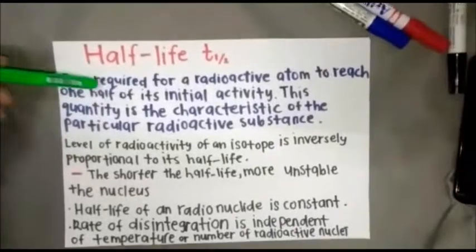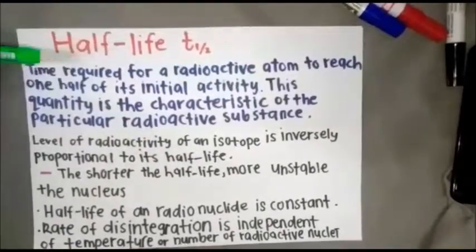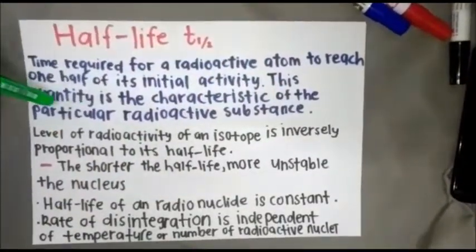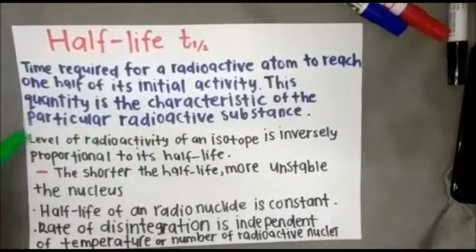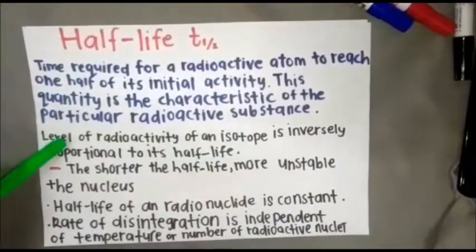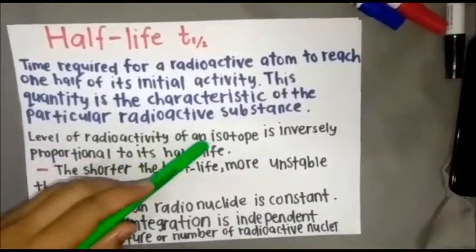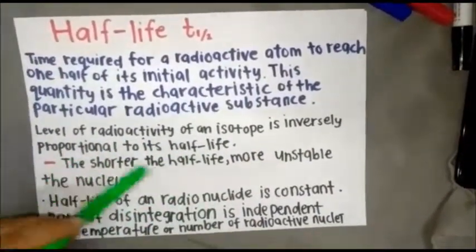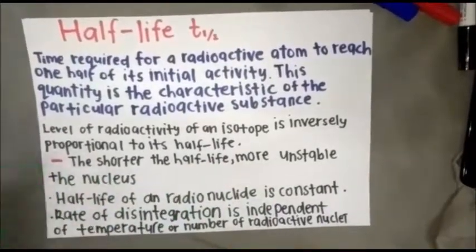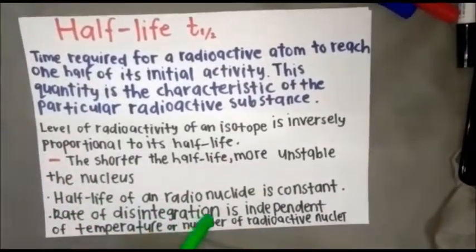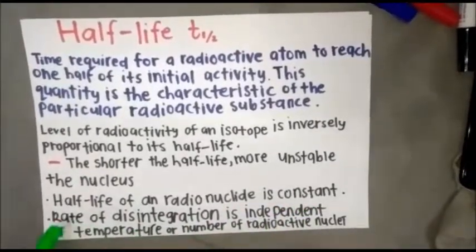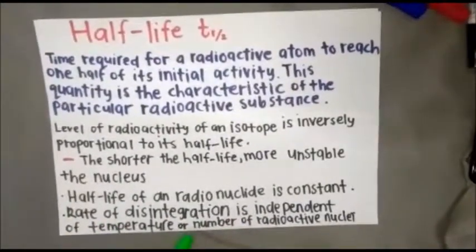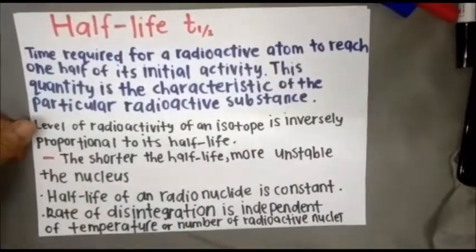Half-life: the time required for a radioactive atom to reach 1/2 of its initial activity. This quantity is characteristic of the particular radioactive substance. The level of radioactivity of an isotope is inversely proportional to its half-life. The shorter the half-life, the more unstable the nucleus. The half-life of a radionuclide is constant. The rate of disintegration is independent of temperature or the number of radioactive nuclei.